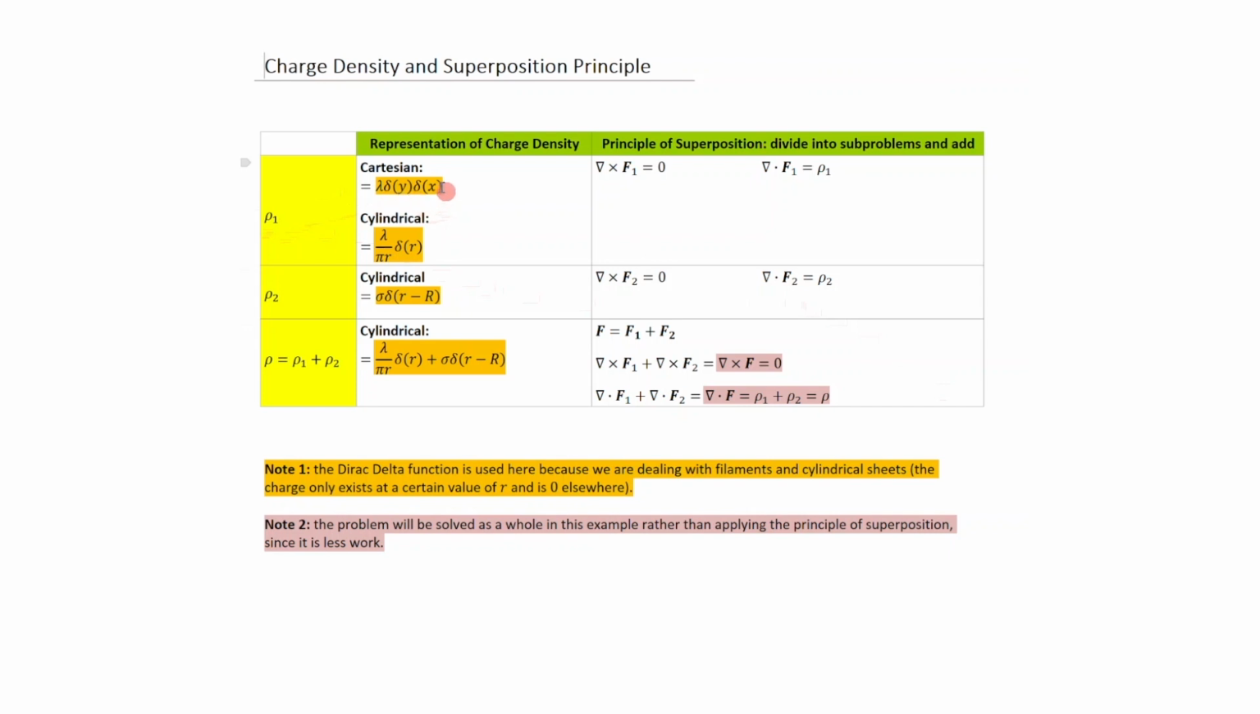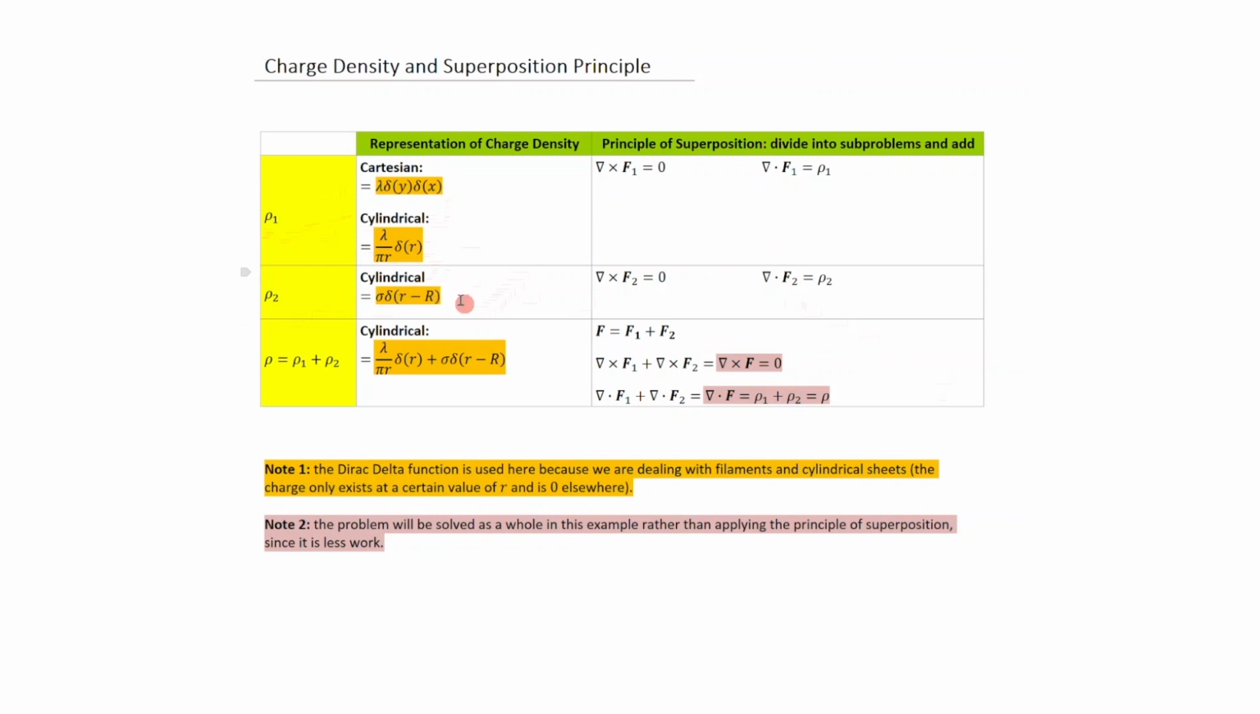And so as far as a cross-section is concerned, the Dirac function is only in the xy plane, and this lambda represents the charge density per unit length, coulombs per meter. On the other hand, we could also represent this in cylindrical coordinates, in which case it would take on this form.